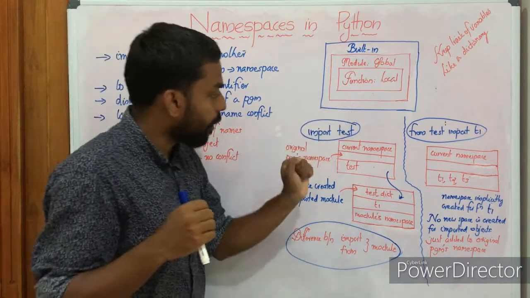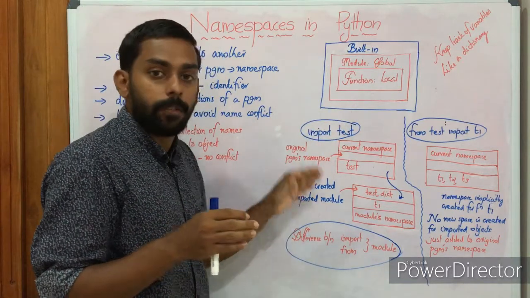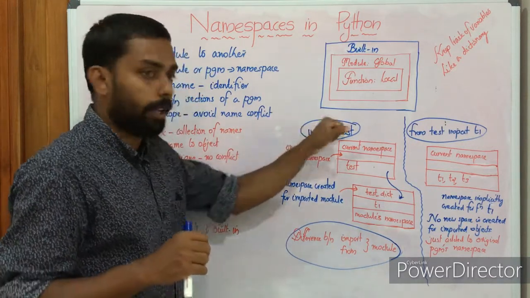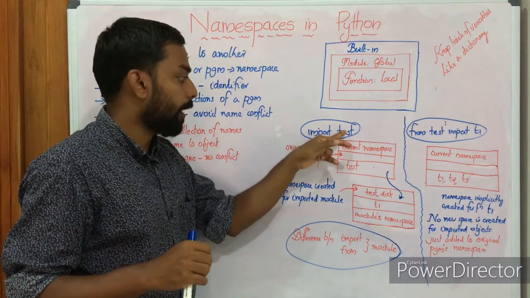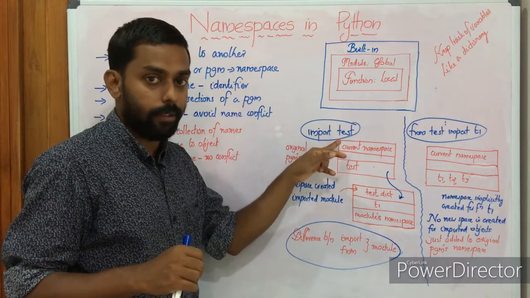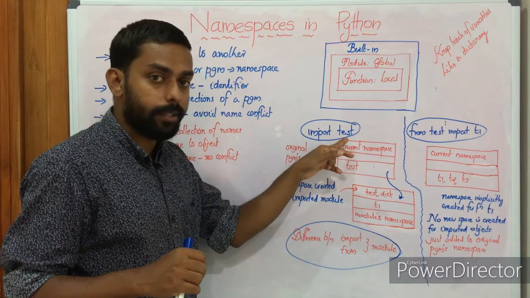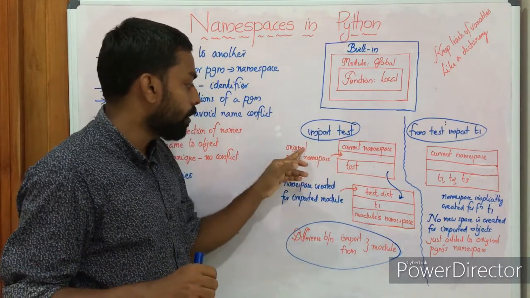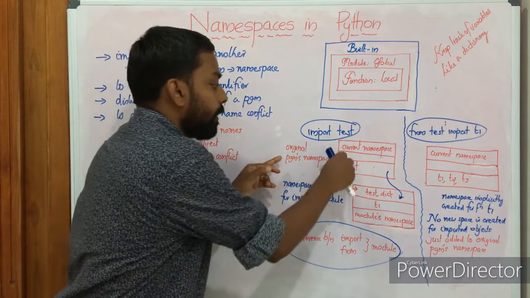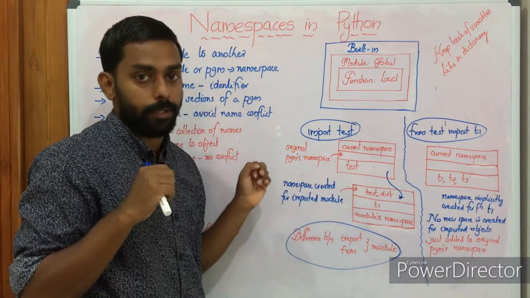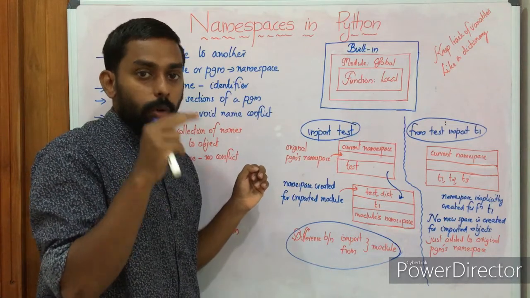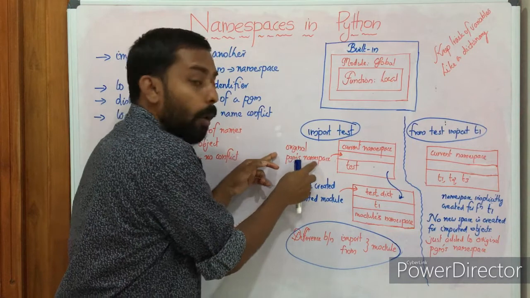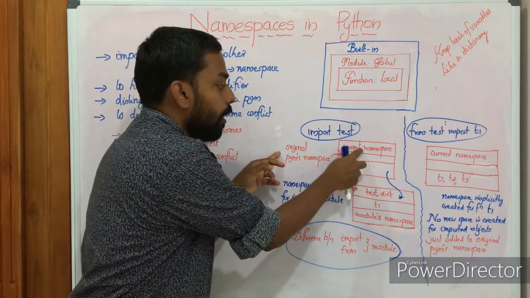Okay, here is a pictorial representation of the difference between import and from import. Let's see import first. Import test. Here the module name is test. Here we can see two tables. One is the original program's namespace. We know there will be two parts: one is the original program, the other one is the actual module, right? Here is the original program's namespace, and the component is the current namespace.